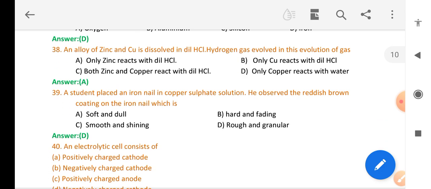Then a student places an iron nail in a copper sulfate solution. He observed a reddish brown coating on the iron nail which is rugged and granular.